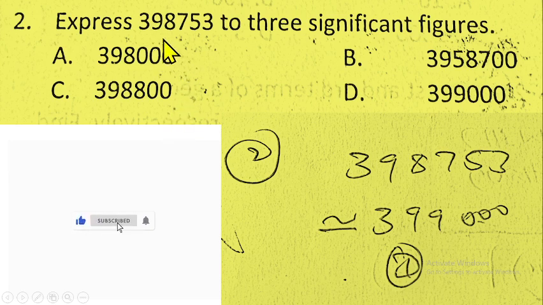So that means you'll be having 399000. So 399000 is the correct answer when you approximate this number to 3 significant figures. That shows that option D is the correct option for question number 2.